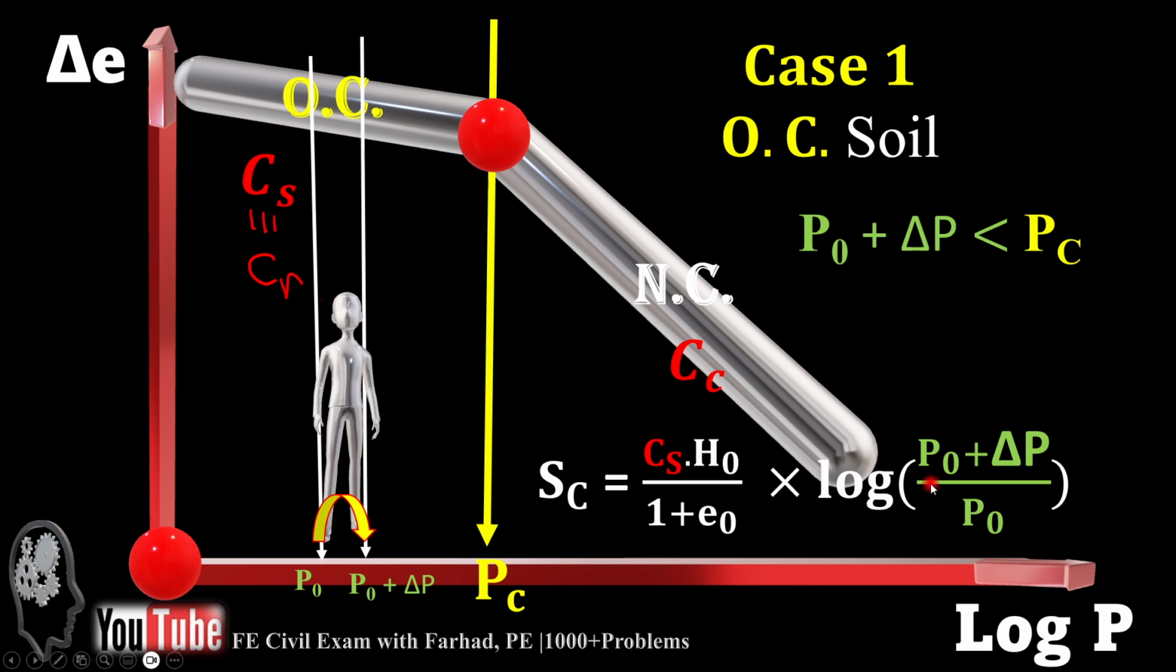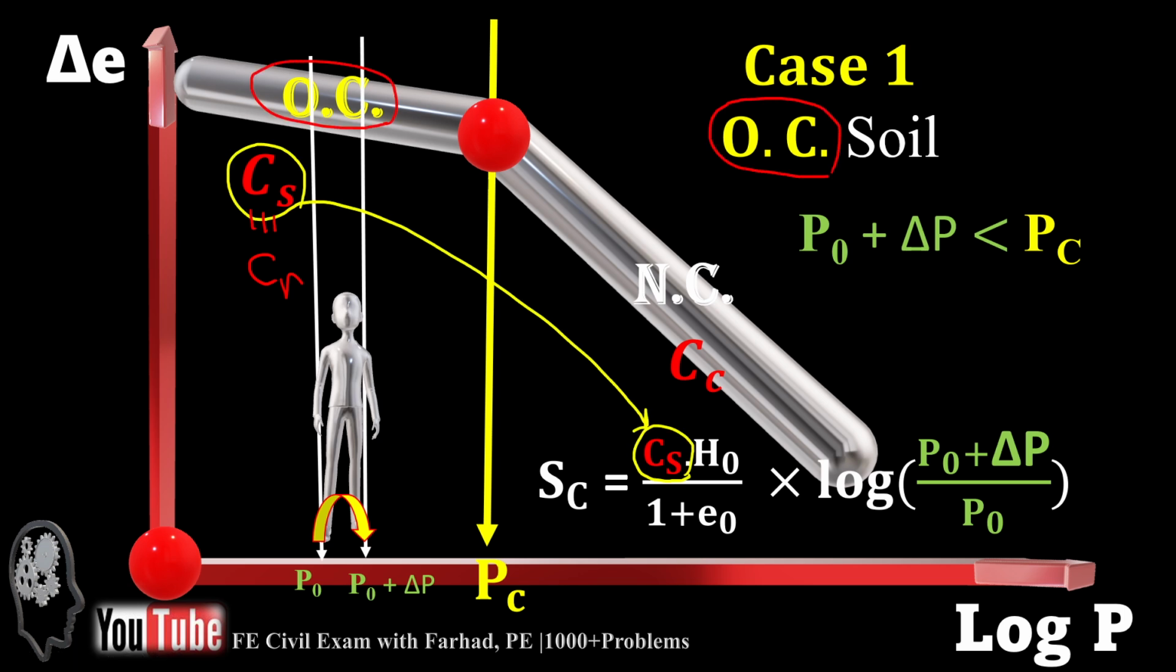In this domain, we use the consolidation settlement formula, replacing the coefficient with CS, recompression, which is also equivalent to CR. We call both of them swell index and recompression index. And then definitely the log of P naught plus delta P over P naught. Both feet are before PC, so PC is not involved in the limits of our log. It just goes with these limits.